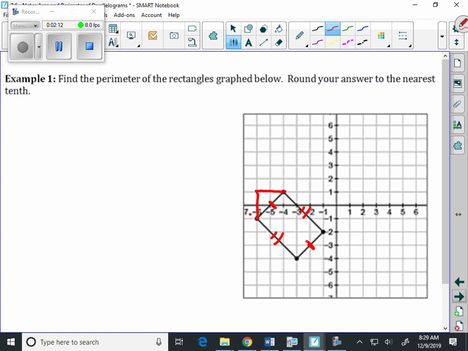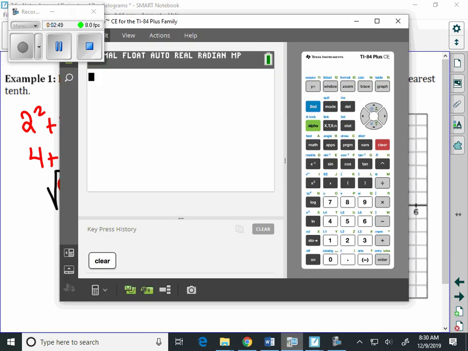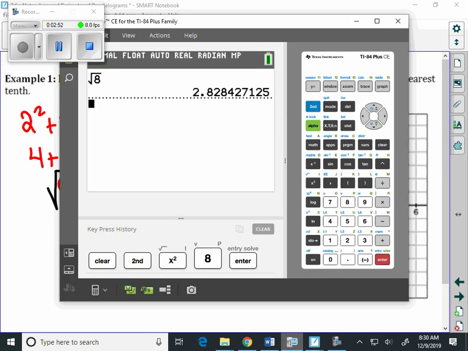And what we see is 1, 2, distance of 2. 1, 2, distance of 2. And we're using the Pythagorean theorem, and what we end up with is 2 squared plus 2 squared equals c squared. Well, that gives us 4 plus 4 equals c squared. 4 plus 4 is 8 equals c squared. And to solve this, we're going to take the square root of both sides. And we end up with c equals, well, on a calculator, square root of 8. And feel free to use decimals. When we round it, 2.82 becomes 2.8.